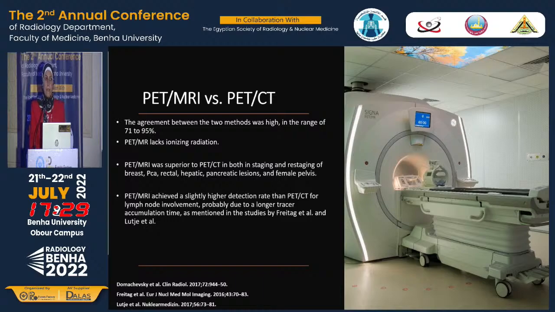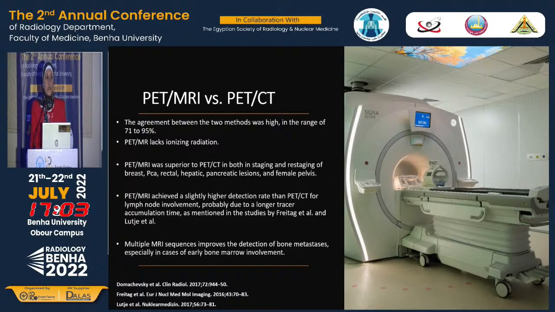Also, MRI has a higher sensitivity in depicting small lymph nodes, and there is a theory why this occurs. PET MRI has a longer acquisition time compared to PET CT, so this allows the tracer to accumulate in smaller lymph nodes, and so we can detect even smaller lymph nodes by PET MRI compared to PET CT due to the longer acquisition time.